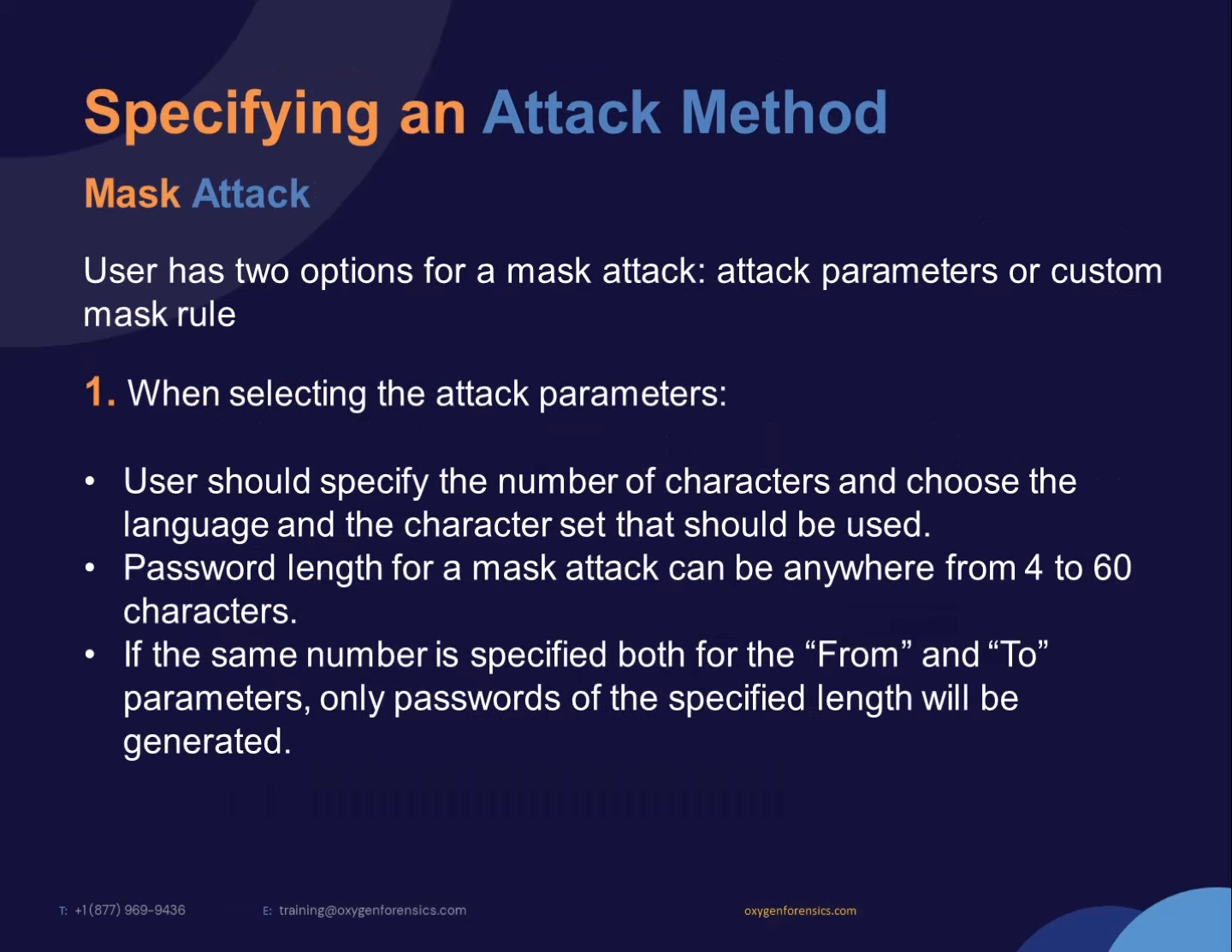If a user is going to select the mask attack method, they have two different options. They can set attack parameters, or set a custom mask rule. If going with option one, the user should specify the number of characters and choose the language and character set that should be used. The password length is going to be anywhere between 4 and 60 characters, and if the same number is assigned to both from and to parameters, only passwords of the specified length will be generated.